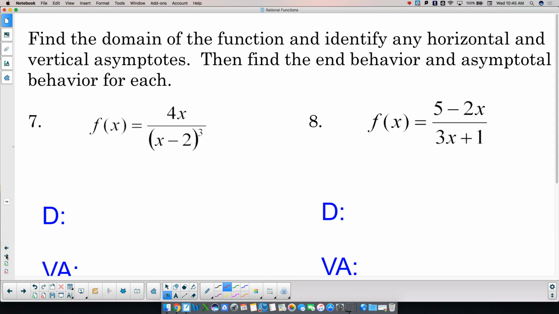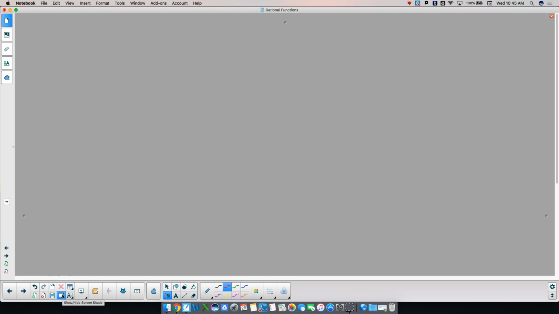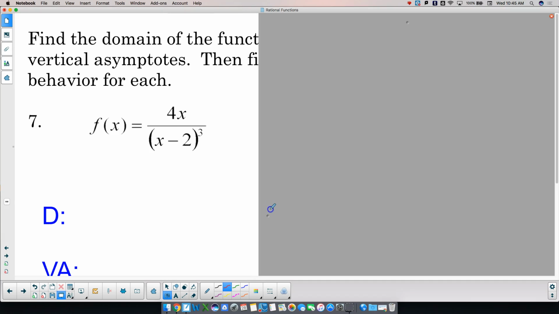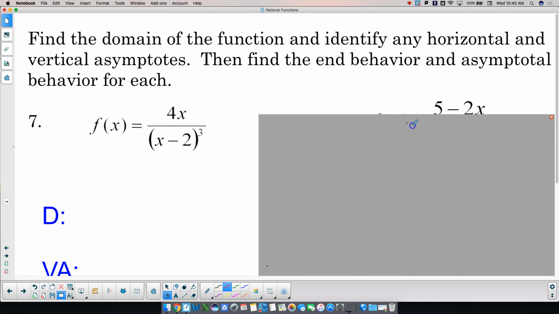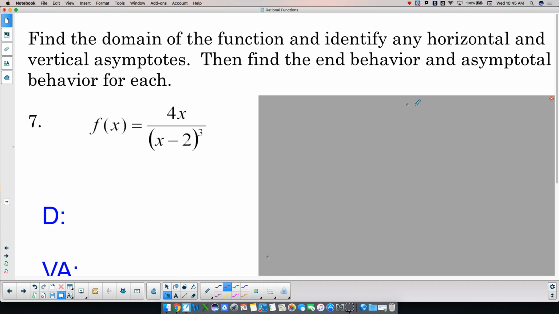What I would like you to do now is I would like you to do number 7. Find the domain, vertical and horizontal asymptote, end and asymptotal behavior.